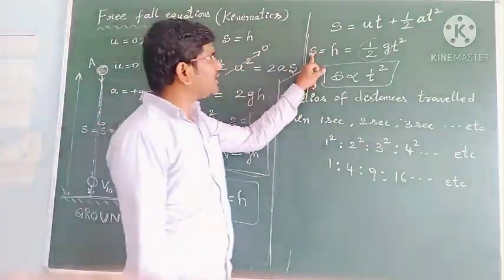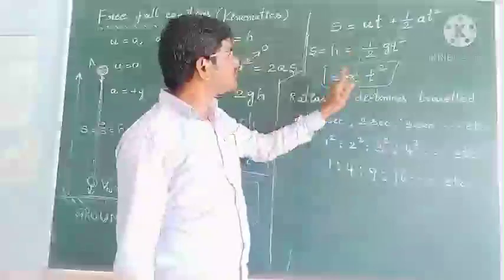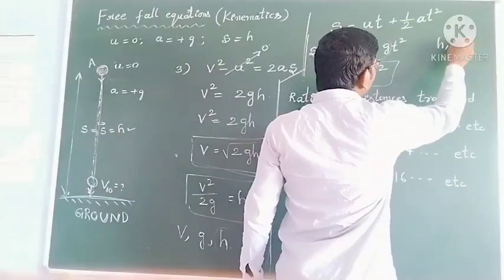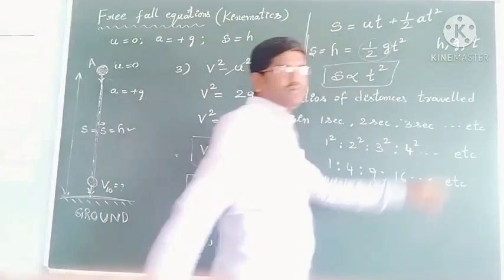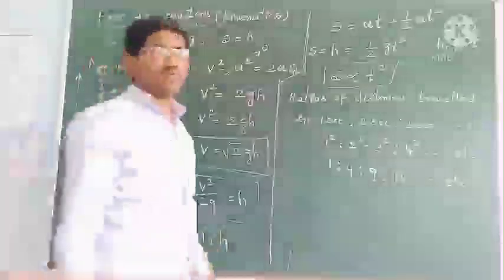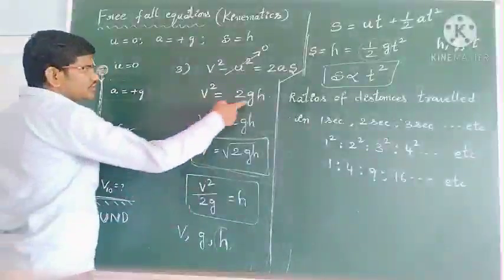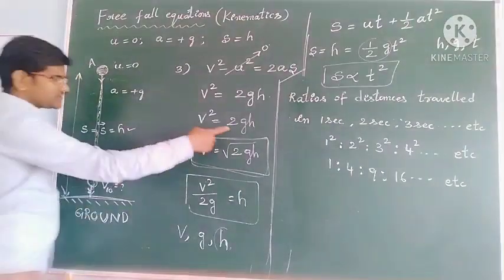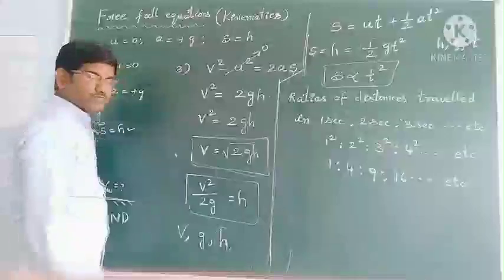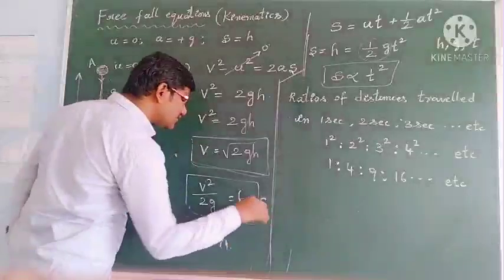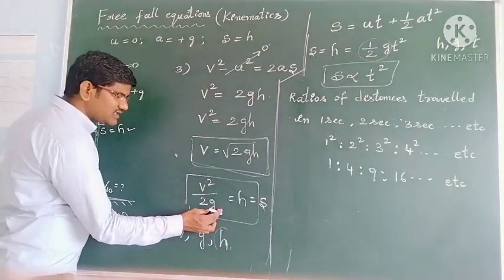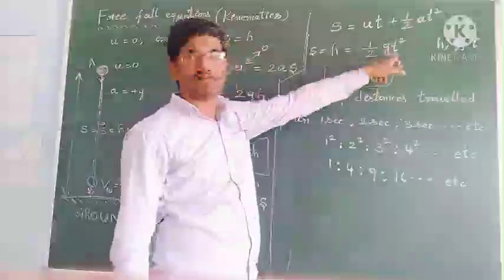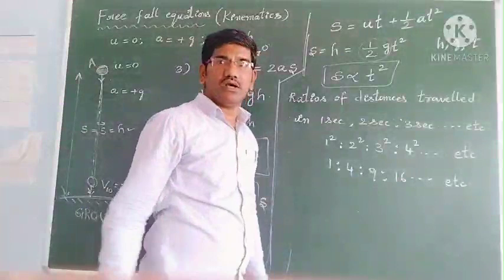So you want distance with respect to time. Here also you see the number of variables: h, g, t. If any two are given, you can calculate the third one. And here also v square is equal to 2gh. This is also the distance on reaching the ground. So h you can write as v square by 2g. If you want the distance in terms of velocities, when the final velocity and g are given, this is the formula used. And if you want the distance in terms of time, use this equation, students.